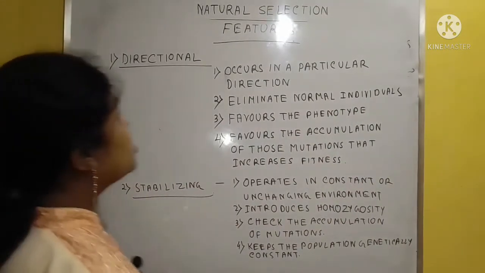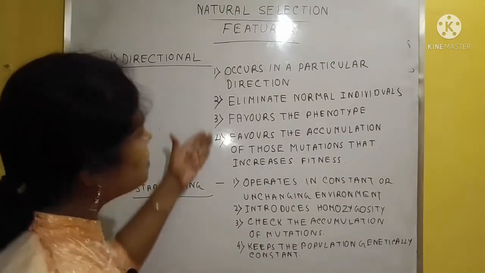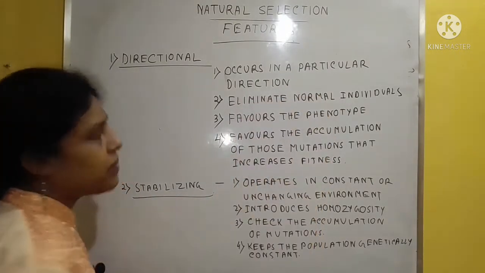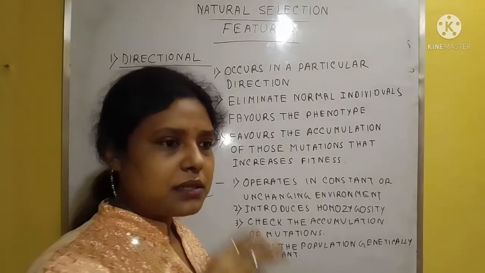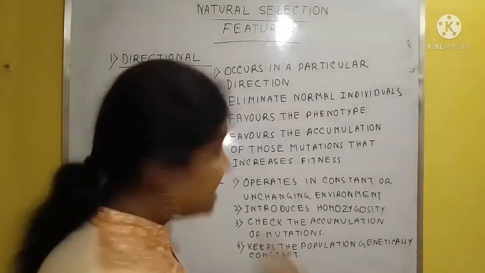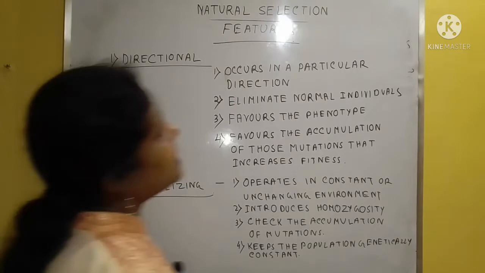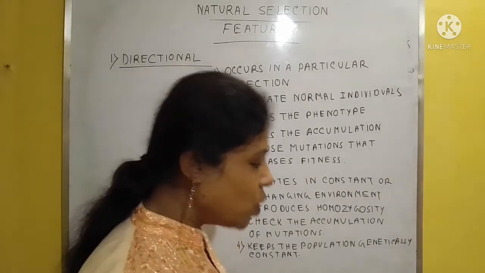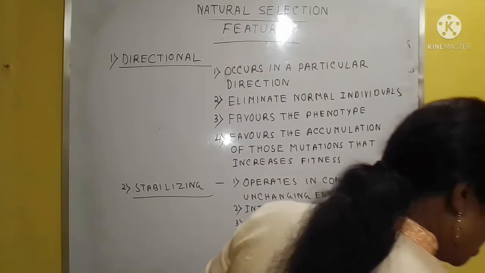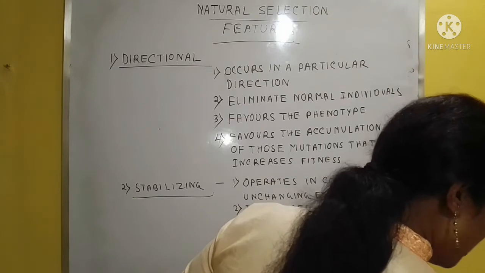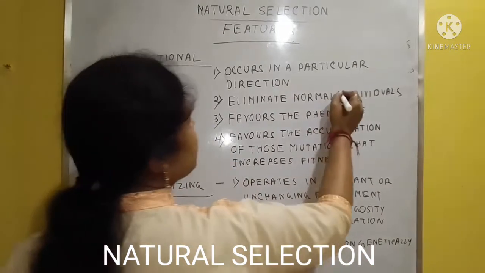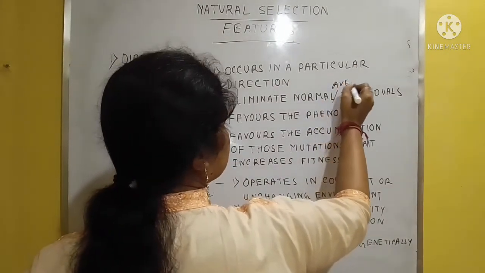In case of directional selection, these features we can see. Number one, that it occurs in a particular direction. Okay. So in the species, the selection occurs in a proper direction, in one direction. Second one, eliminate the normal individuals. Normal means non-average or extreme. Average. Normal means average. Okay.